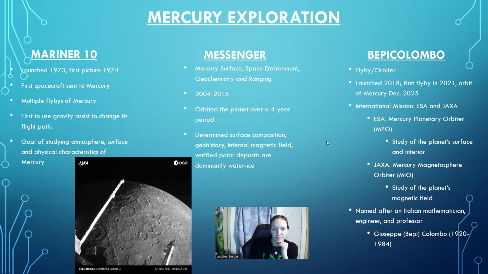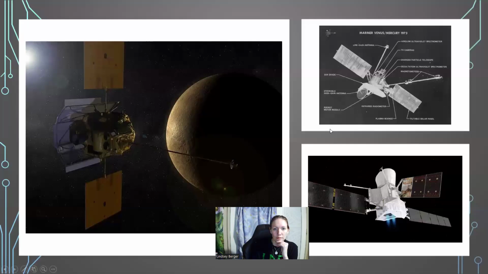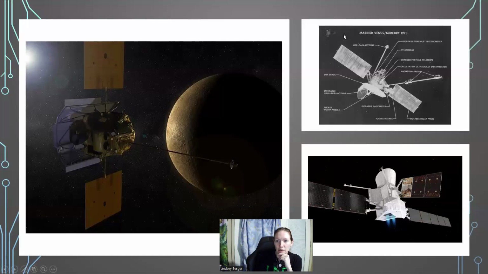So here are some cool images I found. This is kind of a diagram of the Mariner. You can see it's cool and labeled and all that. You can see some other missions like this. These are artistic interpretations, especially this one here. But you can see it's on approach to Mercury. That's pretty cool.